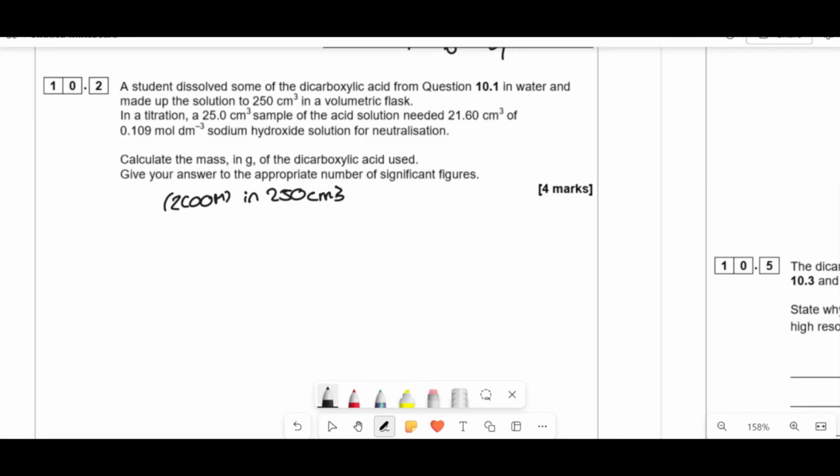Then what did they do? They took out 25 cm³ of this dicarboxylic acid solution, and what did they add? They added NaOH, and they needed 21.60 cm³ of it, and that concentration is 0.109 mol dm⁻³, right? It says calculate the mass of the dicarboxylic acid that was used and give your answer to an appropriate number of significant figures.